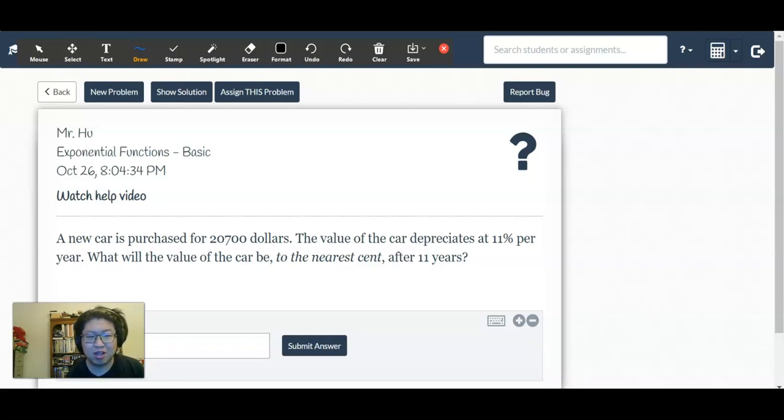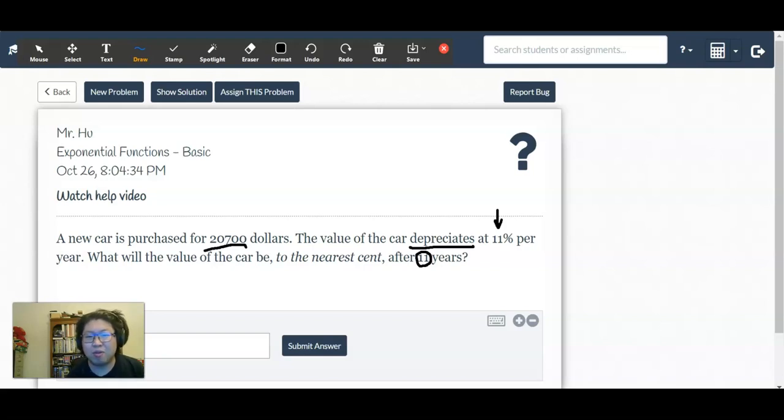A new car is purchased for $20,700. I'm going to underline that. That seems important. And then we know that the value of the car depreciates at 11% per year. Depreciates. I definitely want you to take a look at that, as well as the number that comes with it, 11%. What will the value of the car be to the nearest cent after 11 years? 11 years is our time. Remember that's going to be important as well. So what I've circled and underlined here are going to be important pieces for when I put together the formula.